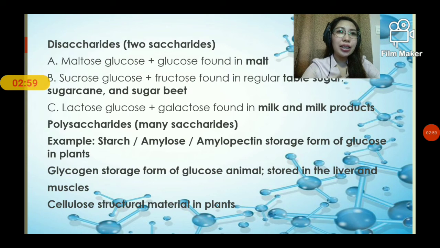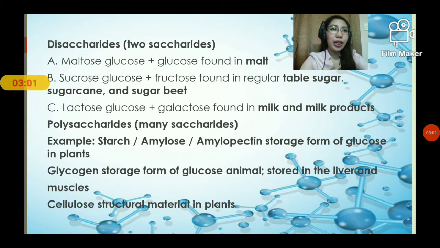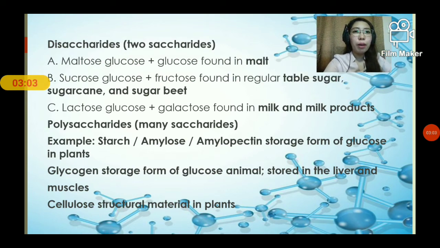Okay, next is disaccharides, meaning two saccharides. Maltose is a combination of glucose plus glucose that is found in malt. Sucrose is a combination of glucose plus fructose found in regular table sugar, sugarcane, and sugar beet. Lactose is a combination of glucose and galactose that is found in milk and milk products.